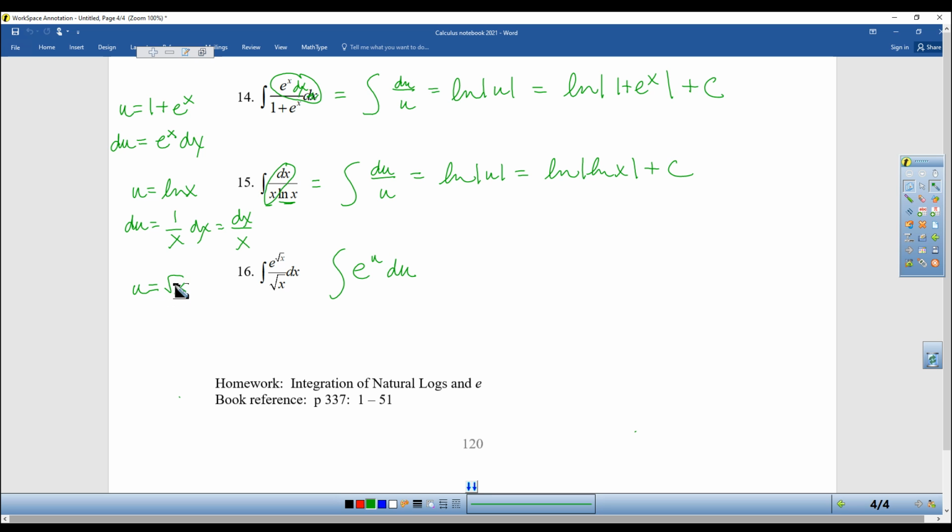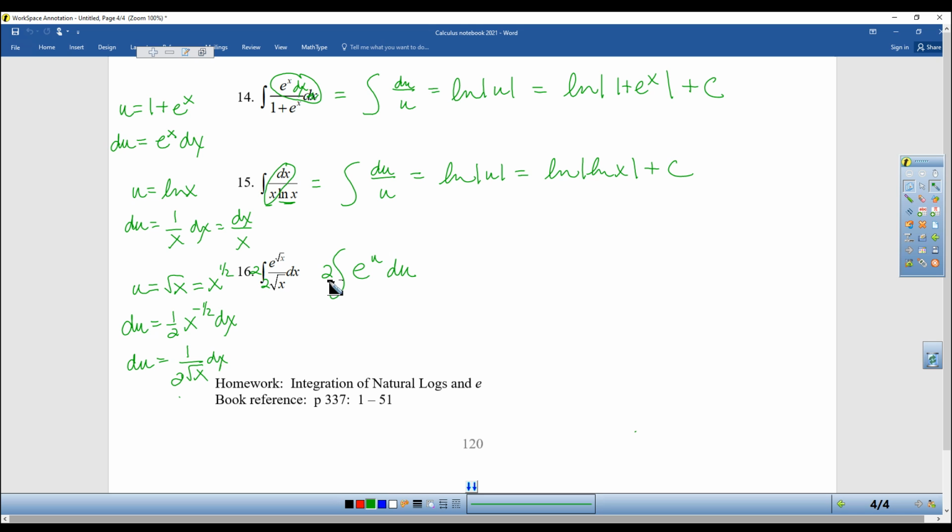So u is equal to the square root of x, which of course I'm going to rewrite as x to the 1/2. My derivative is 1/2 x to the 1/2 minus 1, which is negative 1/2, which might be easier to write as 1 over the 2's on the bottom and the square root of x is on the bottom, dx. So I almost have that. I have dx over the square root of x. I don't have that 2 on the bottom. So I'm going to put a 2 on the bottom and a 2 on the top.